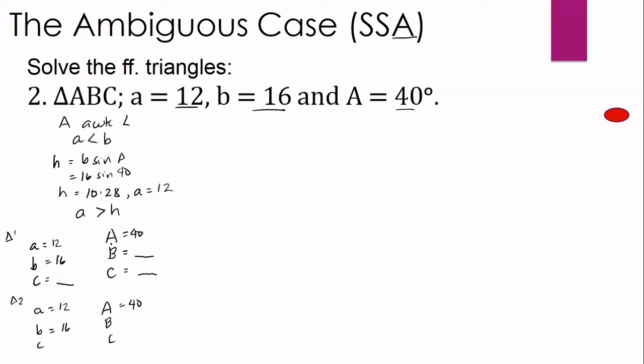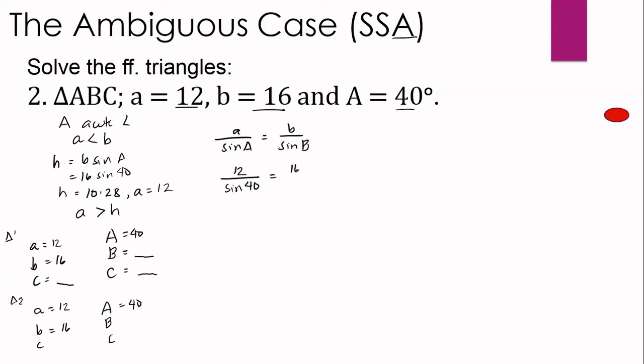So, kunin natin ang angle B. Anong equation ang gagamitin natin? Law of sines para makuha natin ang angle B. Yung gagamitin natin is that a over sine A is equal to b over sine B. Ang kukunin natin is angle B. I-substitute lang natin ang given natin. Our a is 12 over sine our angle A is 40. It is equal to our b is given.